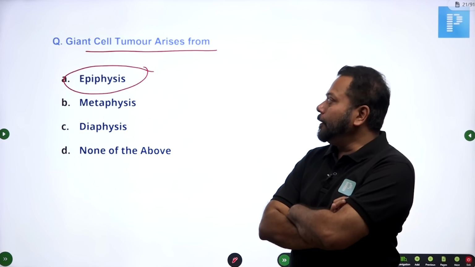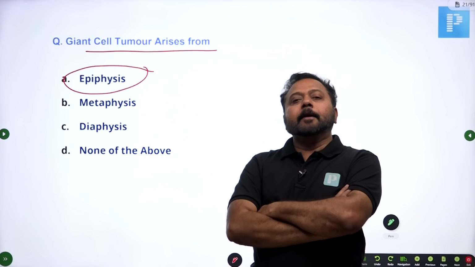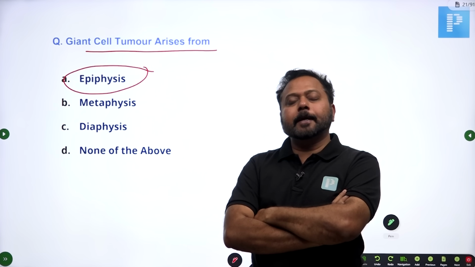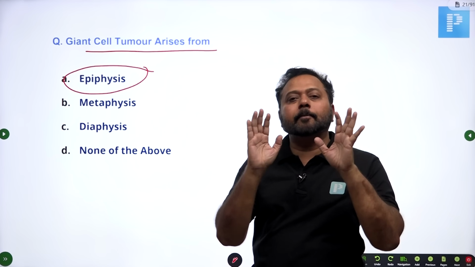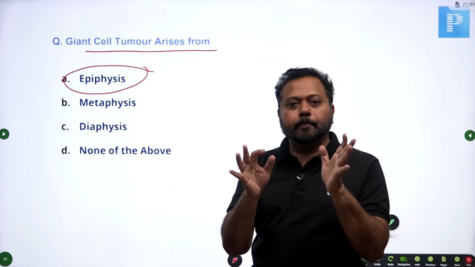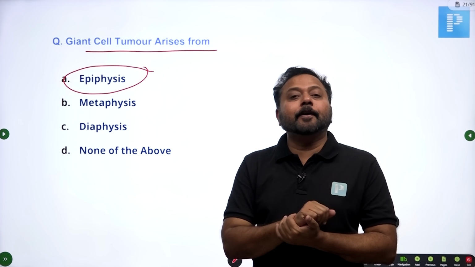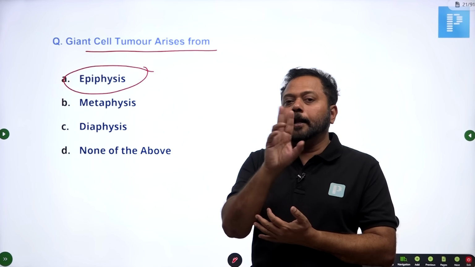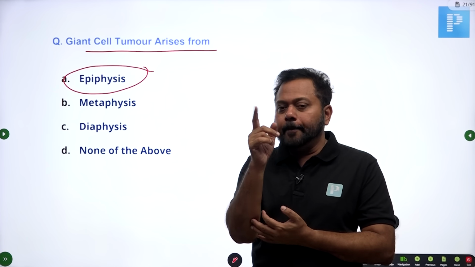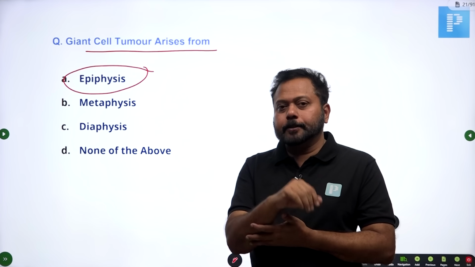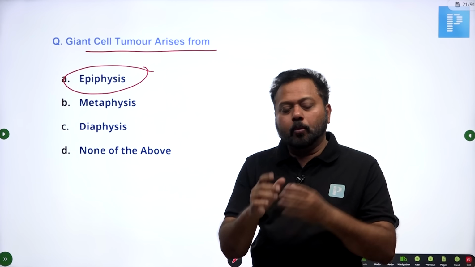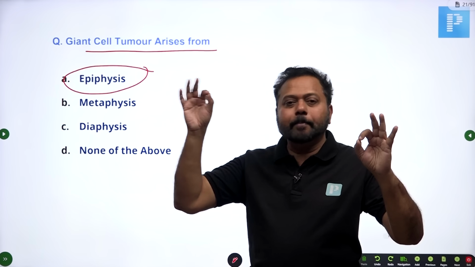Whenever you read a bone tumor topic, I repeat once again for you: Ewing sarcoma, diaphysis. Giant cell tumor, epiphysis. Osteogenic sarcoma, metaphysis. Golden point. For FMGE, it's a golden point. From the epiphysis, two bone tumors can arise, one a benign tumor, another a malignant tumor. Please focus your fullest attention.